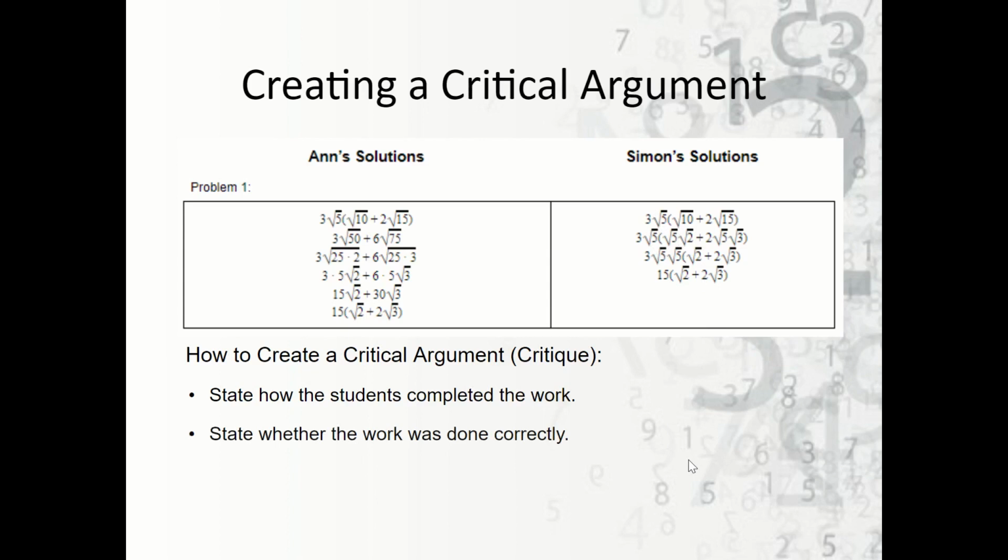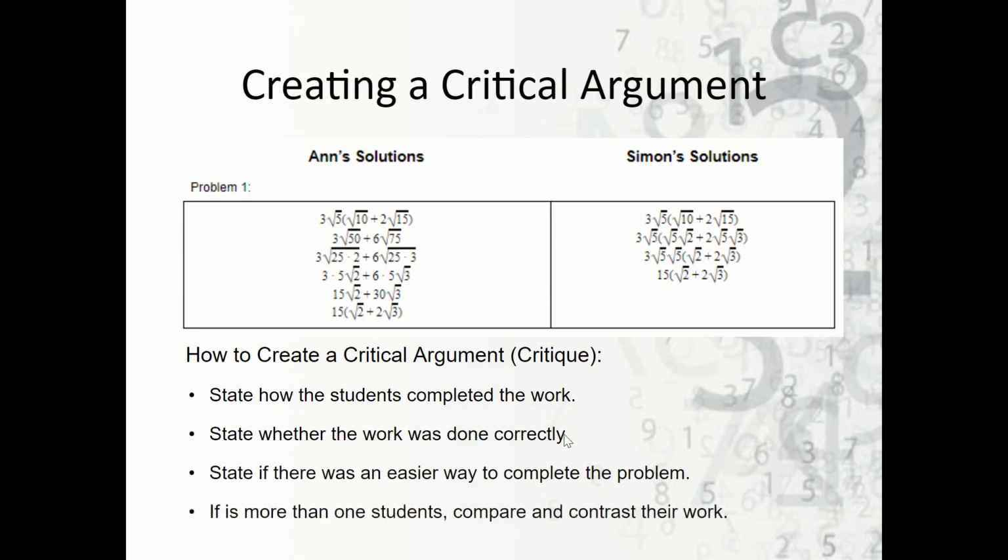Now, next thing is, did they do it correctly? It doesn't matter if they had a more efficient way if the answer is not correct. So did they do it correctly? State if there was an easier way to complete the problem. Did they do it in the easiest way possible? And then if we're dealing with one or more students, which in this case we are, can we compare and contrast their work and decide who did it better?